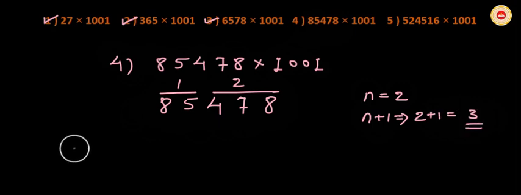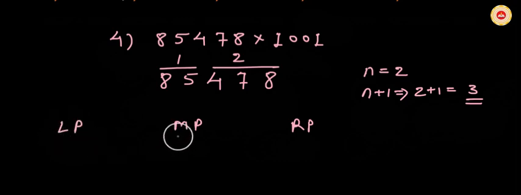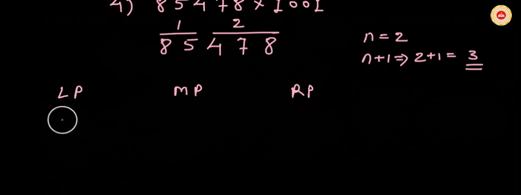Which are those 3 parts? Left part, middle part and right part. So let us write first leftmost part of an answer. So what is leftmost part of an answer? Leftmost part of an answer is leftmost group in the multiplicand. So write 85 as it is in the left part.